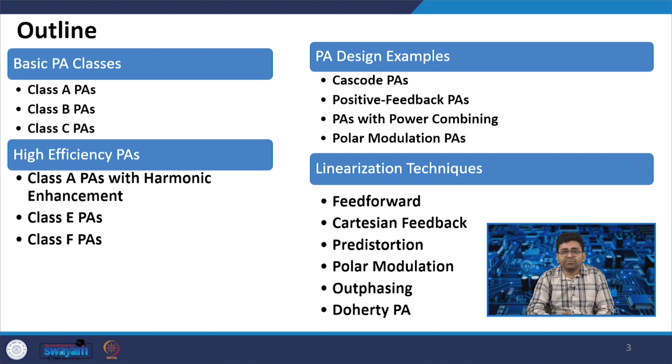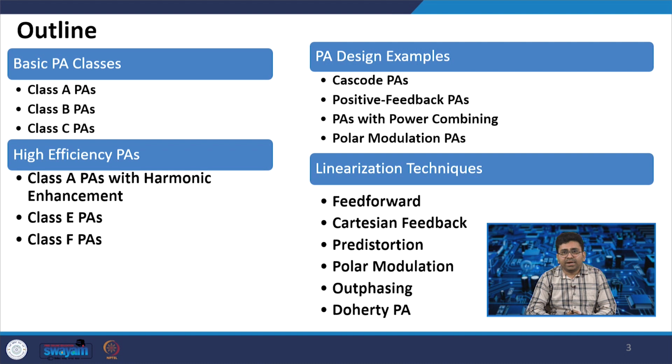So for this presentation, if I outline, we will try to see the basic classes of the amplifier: class A, class B, class C. And if we try to improve the efficiency of the power amplifier, what are the different kinds of efficiency that we will see. Class A, if we want to improve the efficiency, class E and class F.